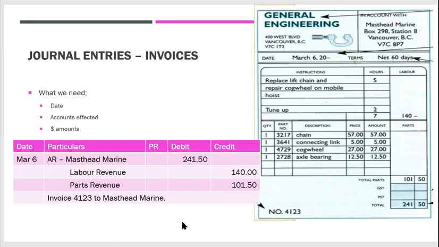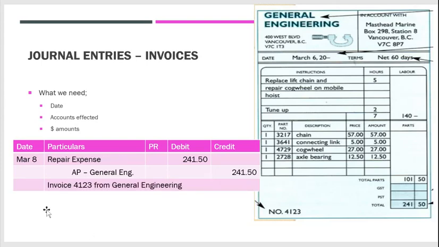Now, if you were to flip it and look at it from the point of view of Masthead, Masthead is getting something done. They are repairing their equipment. So if we look at it, notice one change. The date is now March 8th. And so what I put in as the invoice was created on March 6th, but it wasn't received by Masthead until March 8th. Maybe they emailed it, maybe they mailed it. Whatever day that it was received by Masthead goes in the general journal.